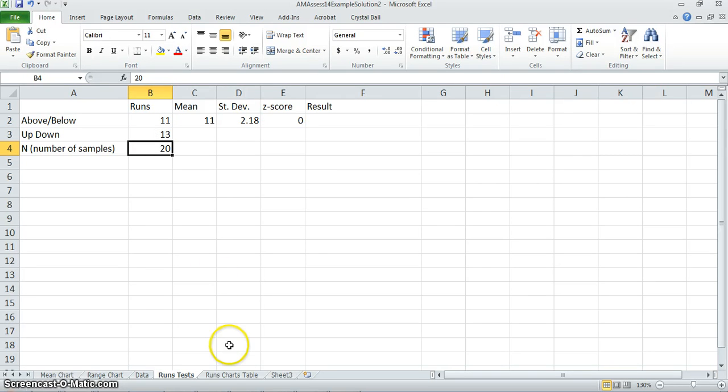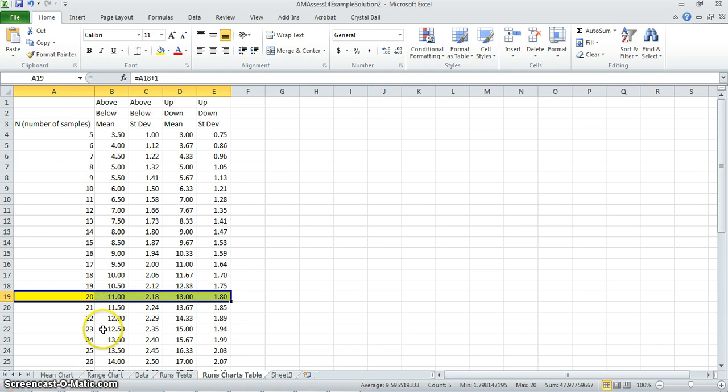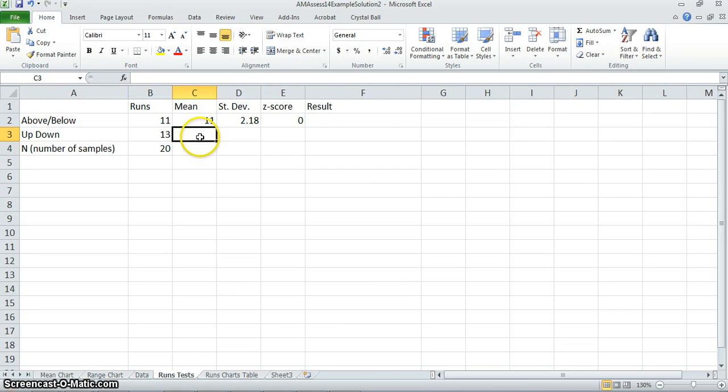Again, I need to go to the runs charts table and find the mean and standard deviation. We have 20 samples, and the up and down mean is 13, and the up and down standard deviation is 1.8. So again, the z-score is the number of runs minus the mean divided by the standard deviation. Again, we have a z-score of 0.